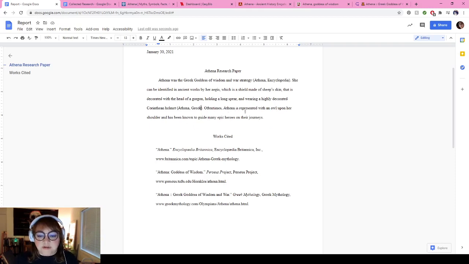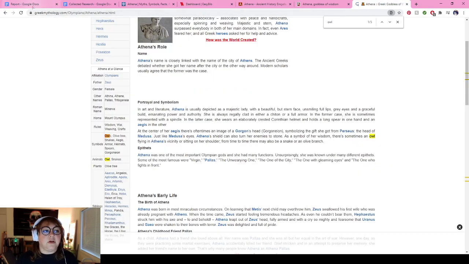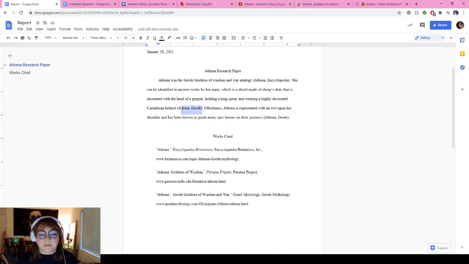Oftentimes Athena is represented with an owl upon her shoulder and has been known to guide many epic heroes on their journeys. Uh-oh. Some of the information is from the same article that I just did before. Am I going to copy this and put it here as well? That's like a lot. Do I have to do this for every sentence? It's crazy. No, you don't. All of this information was mostly based off of this article. So this one does not need to be here. We're going to assume all the information following the first one comes from this citation.